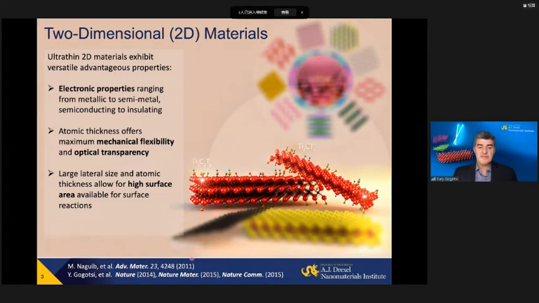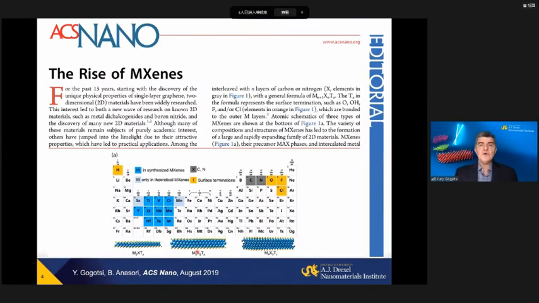And in 2011, MXenes entered the scene, first slowly, and then they started to accelerate quickly. They're really on the rise now, with more than 30 stoichiometric compounds between these M metals and carbon and nitrogen available. A dozen surface terminations. I showed the first ones here, like oxygen, OH, fluorine, chlorine, but chalcogens, halogens, others have also been shown. Bromine, iodine, tellurium, sulfur, selenium on the surface.